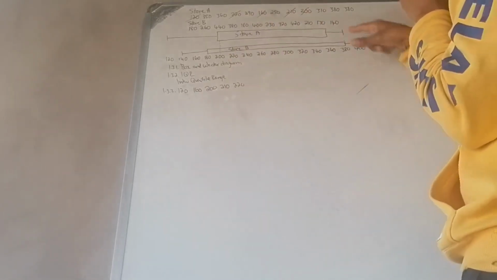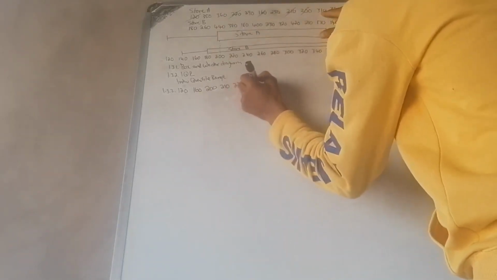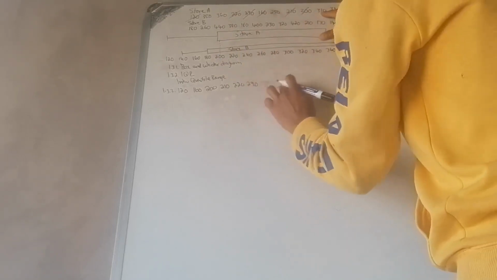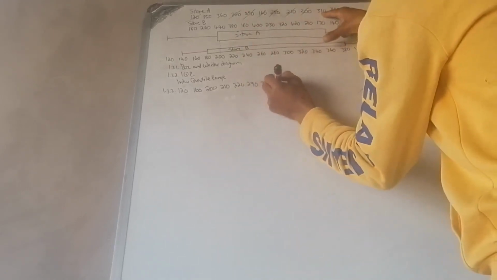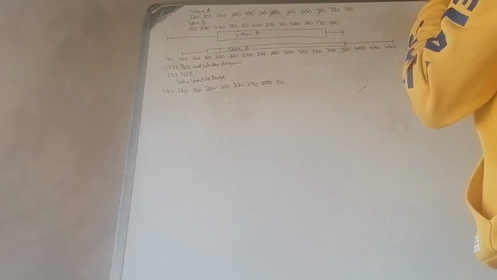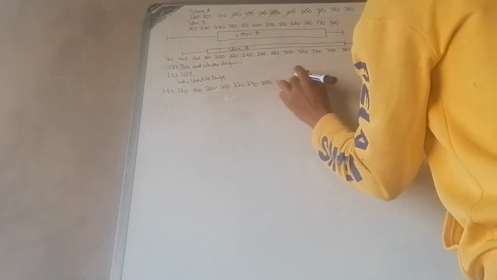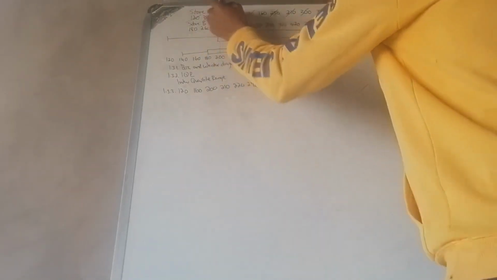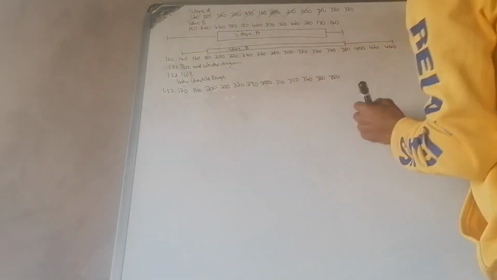We go to the 300s. We have 250, 290, 310, 310. Then we have 350, 350, 360, 360, 380 and 380. Right. There's nothing that we have left.